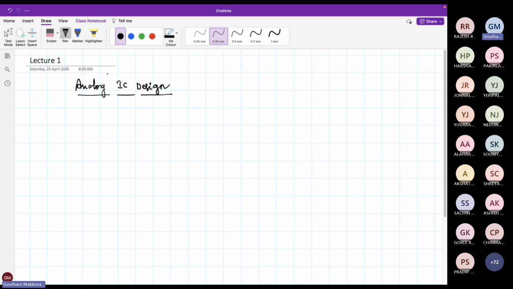Right. So where do we start? I think a very good point is: why do we have to study analog IC design? Why not digital? Anyone, why this subject? Why analog and why not digital? And what is the distinction between these two?